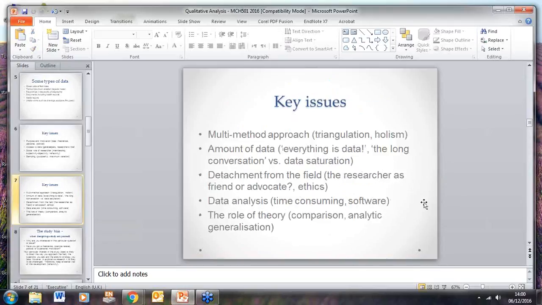Now, data analysis in this term is very, very time consuming. Although we do have software nowadays that will help us unpick this kind of material, this kind of data, it is very time consuming. And when we look at the analysis, we're often talking about immersing ourselves in it so that we really get to grips with it and we really know the information that we've collected.